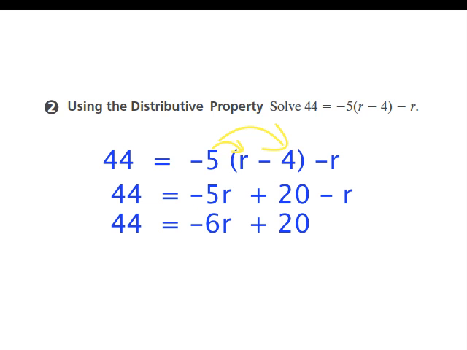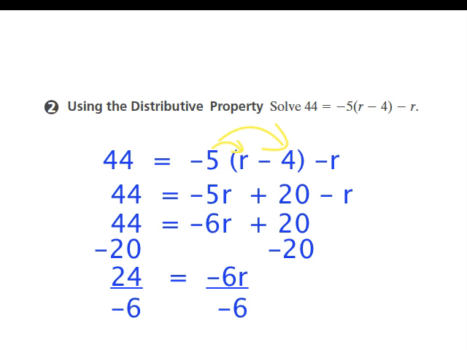Now you're ready to subtract 20 from both sides. So we end up with 24 equals negative 6r. Then we can divide both sides by negative 6. 24 divided by negative 6 is negative 4. And negative 6r divided by negative 6 is just r. So r equals negative 4. Pause the video at this time if you need more time to copy down this example.